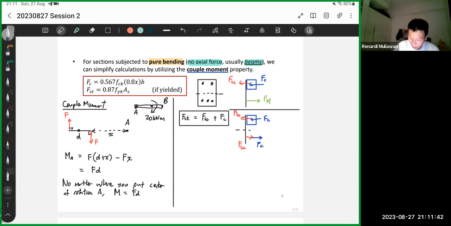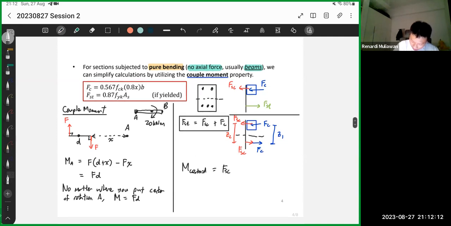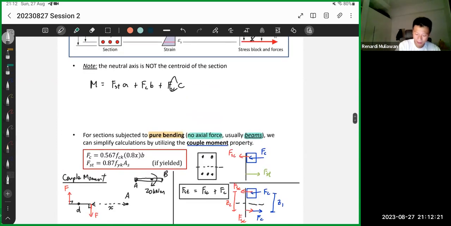I know that we need to think about the centroid, but for couple moments, we don't care where we take the moment. So it applies also for the centroid. So what's the moment then? Remember, we have two sets. Let's name this Z2 and this Z1. So the moment about the centroid is just FSC multiplied by Z2 plus FC multiplied by Z1. So done. Very simple. You don't need to find ABC anymore.